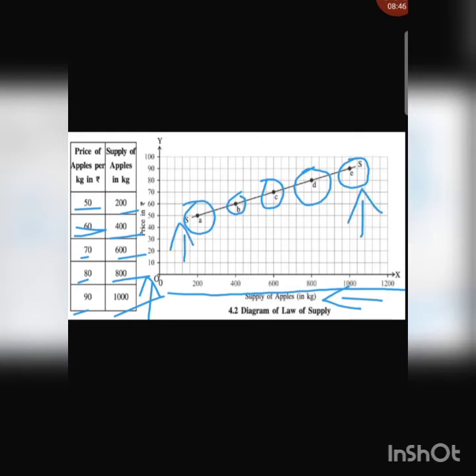So here you can see the SS curve. The SS curve means the supply curve, and as you can see it is positively sloped. The law of supply says that when price increases, supply expands, and when price decreases, supply contracts. So the SS curve, that is the supply curve, will show a positive slope. This is the third point you need to remember in the law of supply.